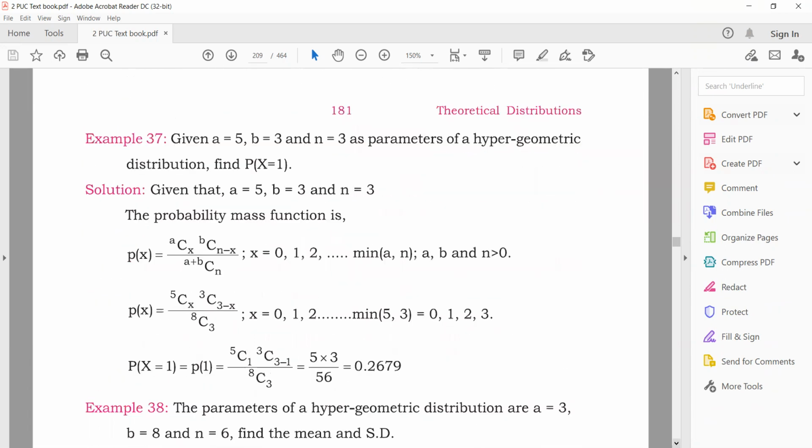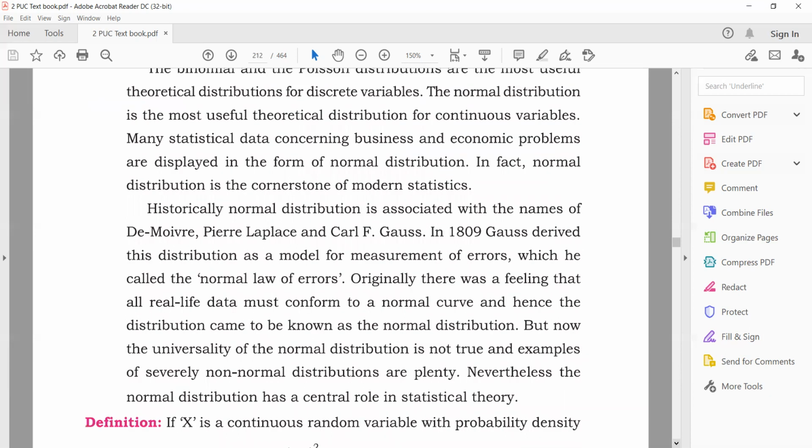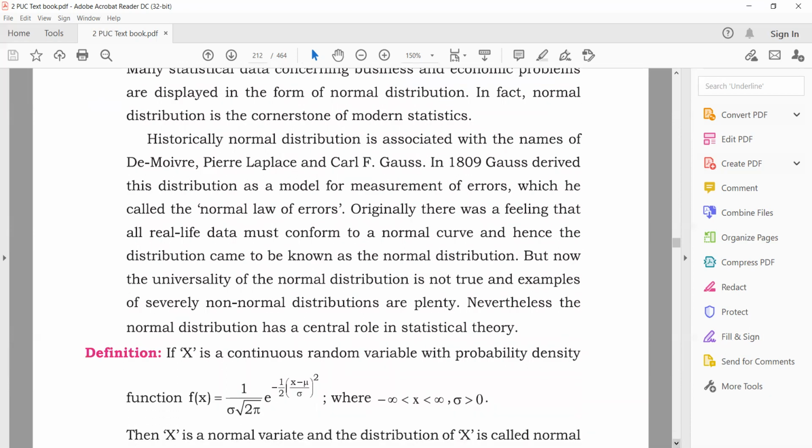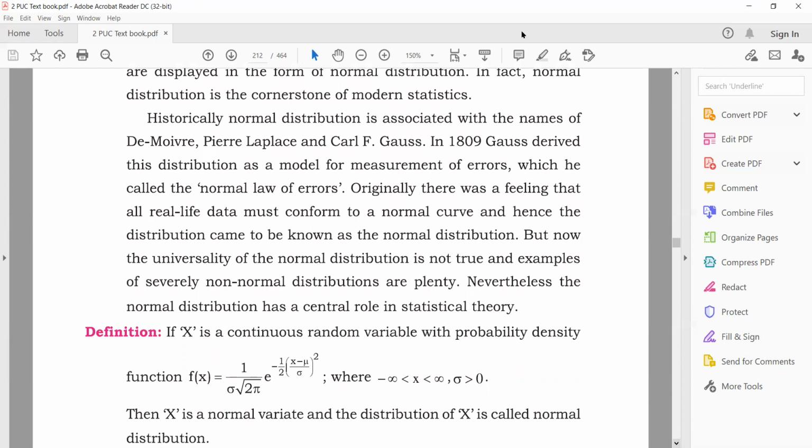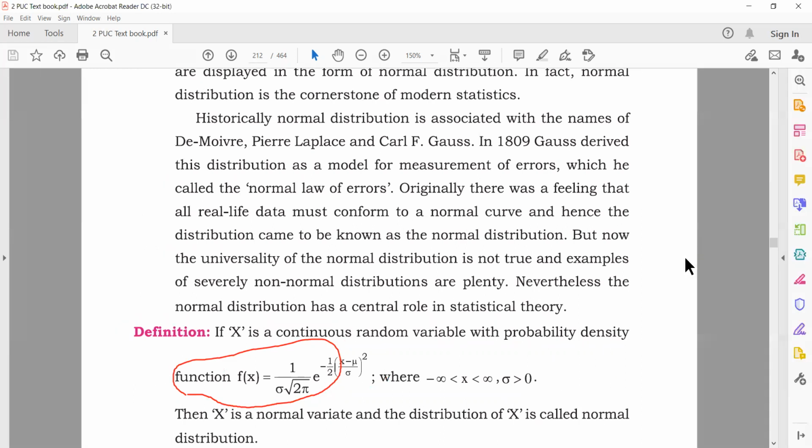A continuous variable x is said to follow normal distribution if its probability density function is given by f of x is equal to 1 by sigma into square root of 2 pi into e power minus half into ((x minus mu) by sigma) whole square. This is the definition of the normal distribution. So this you have to remember.